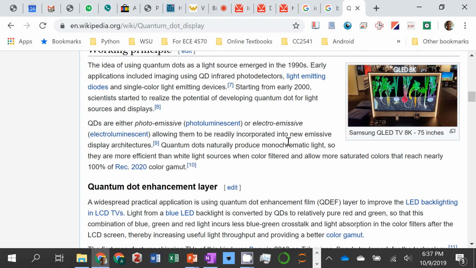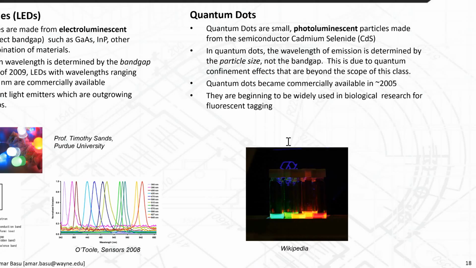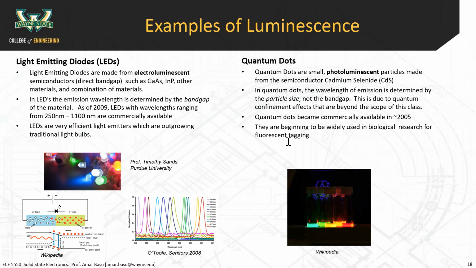One of the reasons they're of interest, and why they're so expensive right now, is because they give extremely bright and saturated colors. And because of that, they can make a very nice quality TV. It's just that they're fairly expensive at this time.